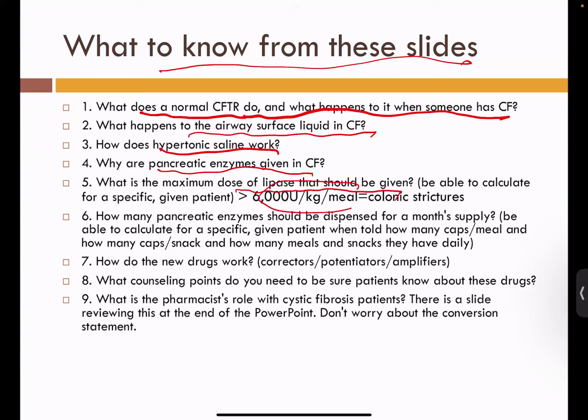Be able to calculate this if I give you a case with a patient. I'm also going to give you a little handout on that. How many pancreatic enzymes should be dispensed for a month's supply? Be able to calculate for a specific given patient when told how many capsules per meal, and how many capsules per snack, and how many meals and snacks they have daily. So remember, we're going to have 3 to 4 meals and 2 to 3 snacks usually. Usually a snack is half the dose of what you get for a meal.